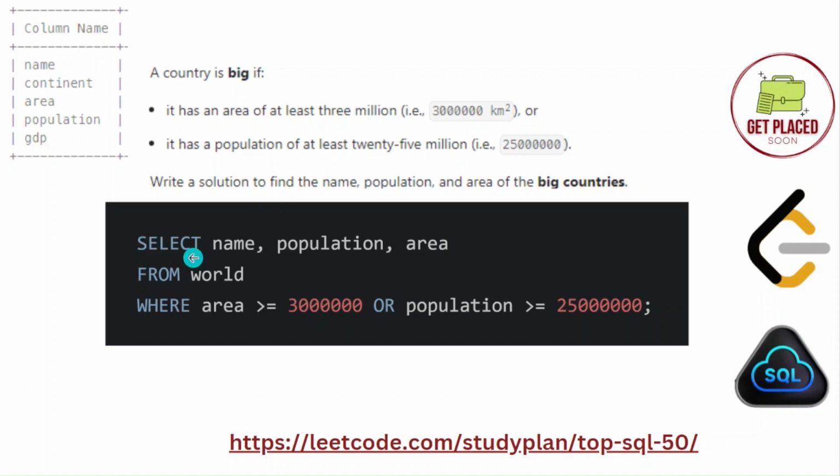We will select name, population and area from the table world. Now let's write the condition. The first condition is area is at least 3 million, so area is greater than or equal to 3 million. And we have one more condition. The population at least 25 million, so the population greater than or equal to 25 million. We are using a logical operator or, which means either this should follow or this should follow. If anything is followed, then also we will retrieve, right? So we are using the logical operator or.